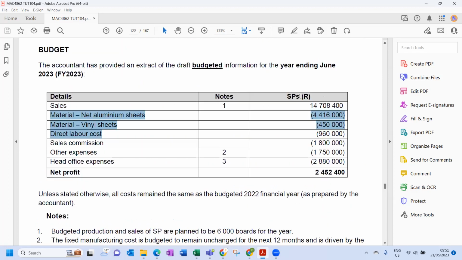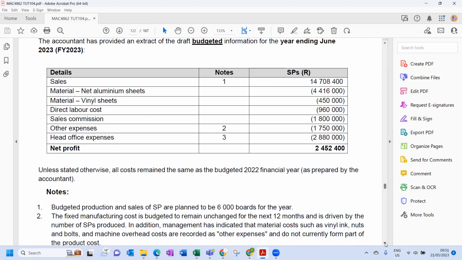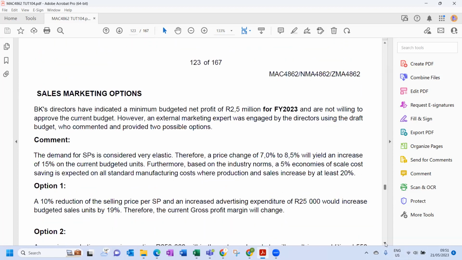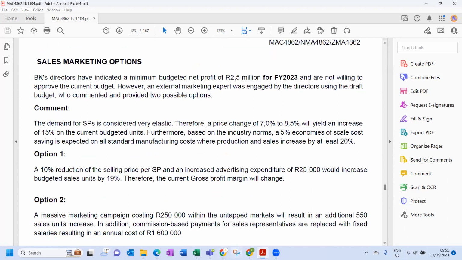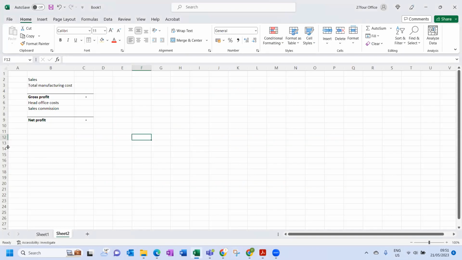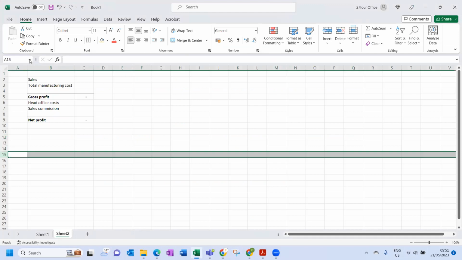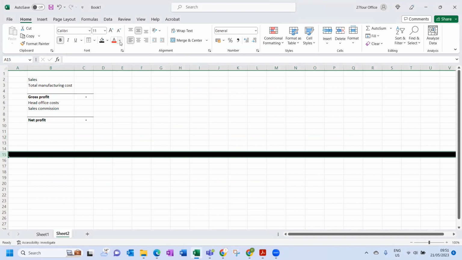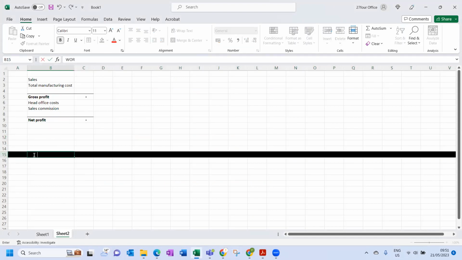So let's have a look. For FY 2023, this is the current selling price. So the total sales is 14 million, and that is based on 6,000 units. Okay, so the new selling price would be a 10% reduction of that. So let's have a look. I'm just going to do some workings over here. Okay, so there's my workings.